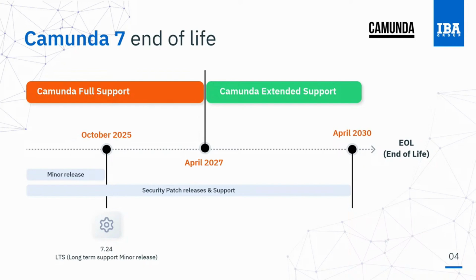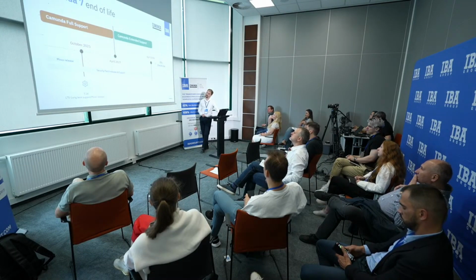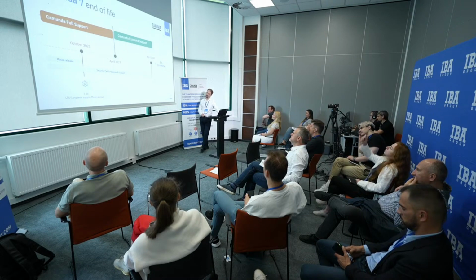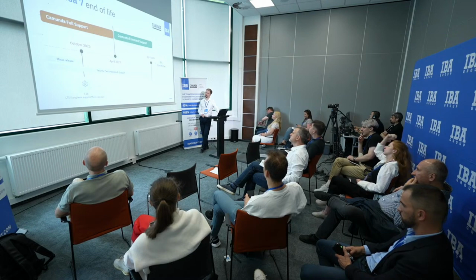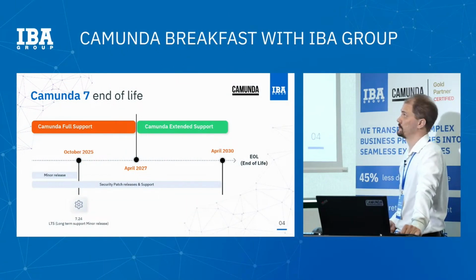Camunda has already officially announced the end of life, and the timeline will look something like this: in October 2025 there will be the last release, where we're expecting some additional new features for the Camunda 7 platform. And then only support and some security patches will be available for Camunda 7. For most customers, in April 2027, Camunda 7 will be finished.